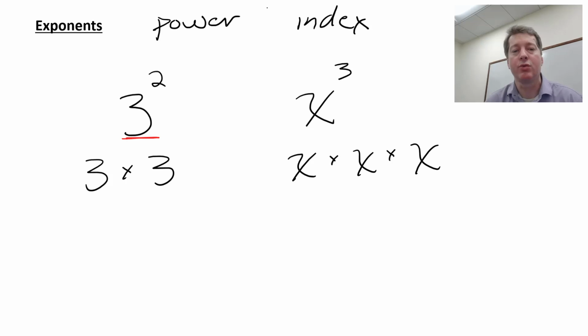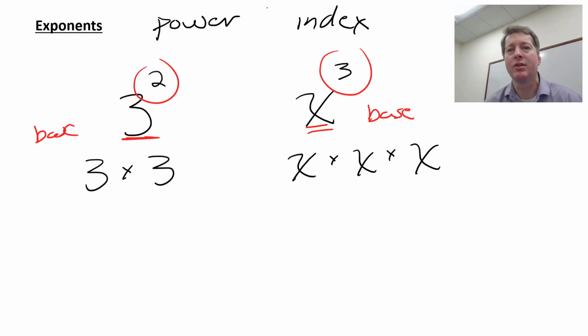And in this case, 3 is called the base. X is called the base. So the base is the number that you're raising to an exponent. And then, of course, 2 is an exponent, 3 is an exponent. So that's the gist of it. But let's dive a little more into this.